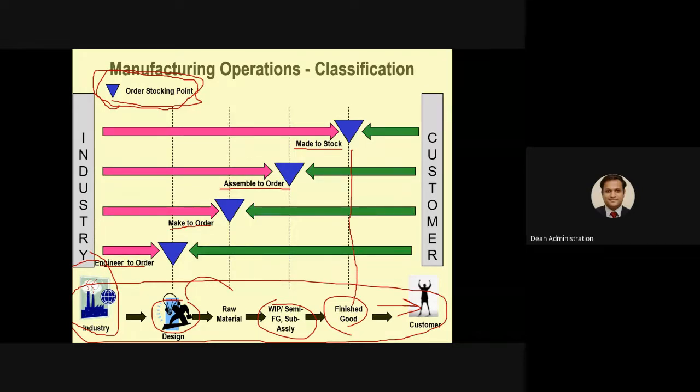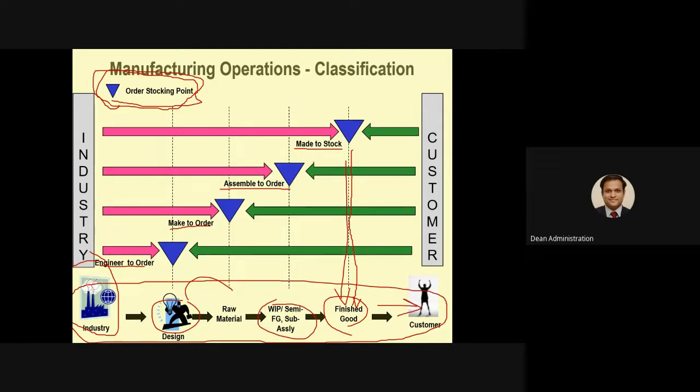It is bought at the finished goods stage. So made to stock product is bought at the finished goods stage, so you can't have any customizability. It's all finished, packed, and that's where you buy it. And what is the location? Location for buying it is obviously the retail stores.